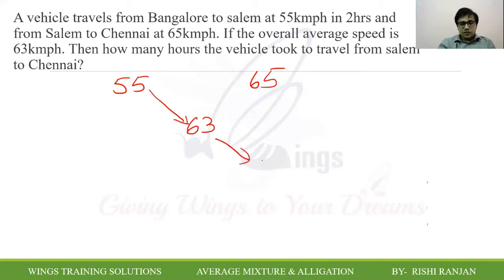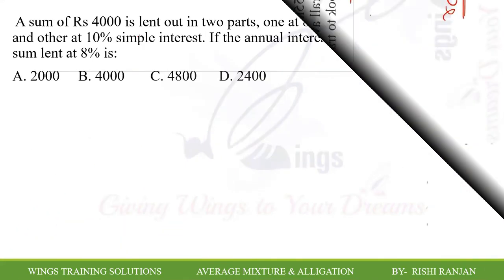When you take the cross difference, this is going to be 8 here, and here it is going to be 2. And whatever we are getting after alligating, that has to be the time only. Okay, if for first journey it was 2 hours, obviously for the second journey it is going to be 8 hours. So answer is 8 hours.